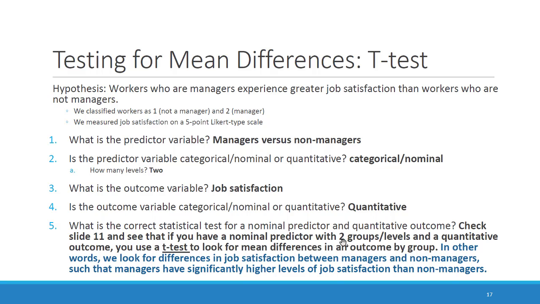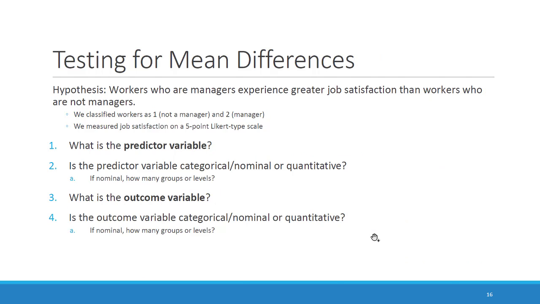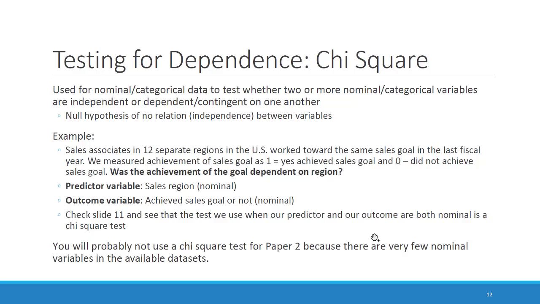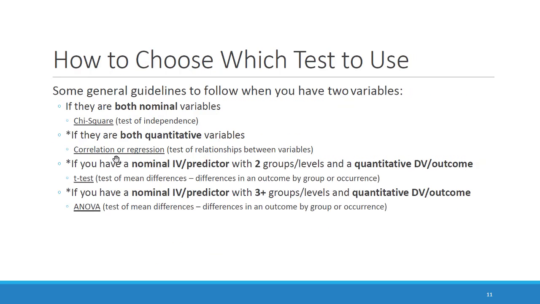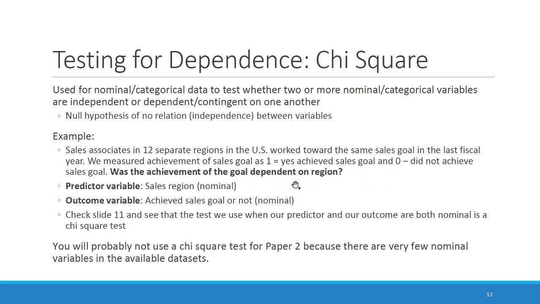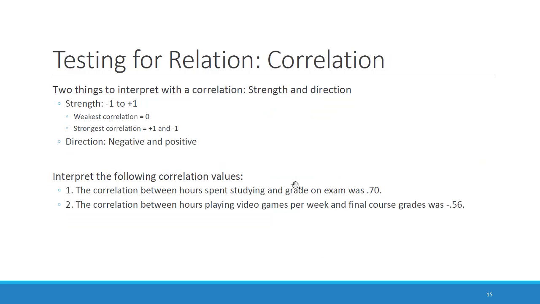What is the correct statistical test for a nominal predictor and a quantitative outcome? Well, let's look back at slide 11 to find out. If we have a nominal predictor with 2 groups and levels, and a quantitative outcome, then we are using a t-test. And in fact, that is what we have, right? We have 2 levels within our variable, manager and non-manager.